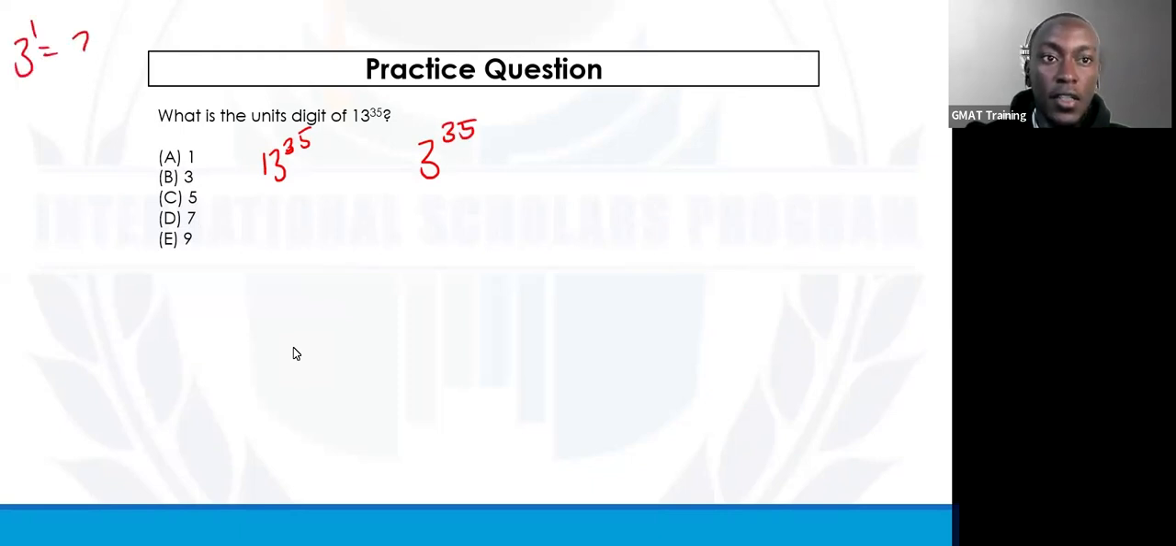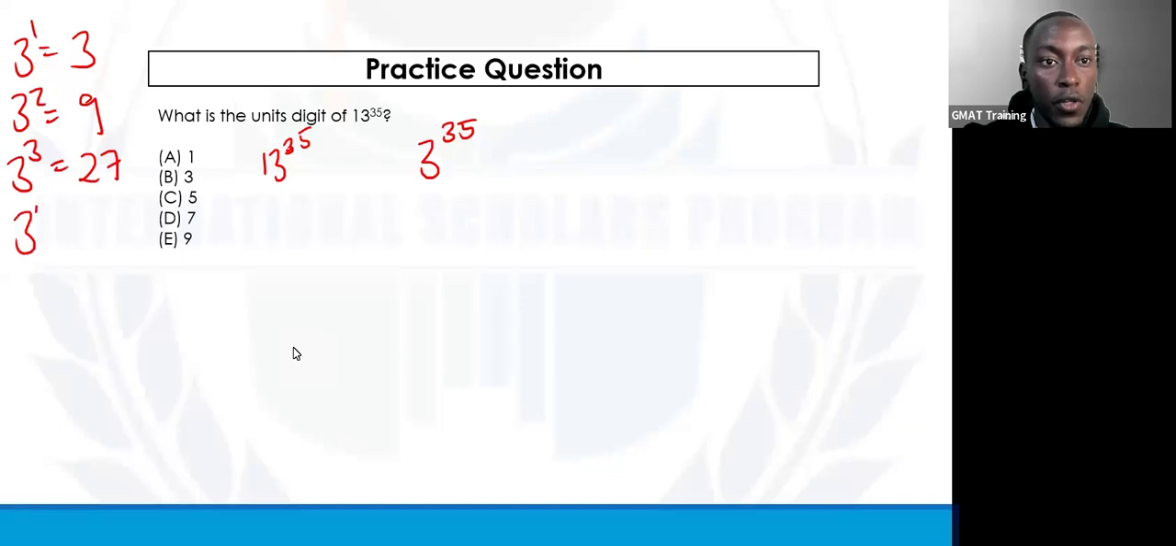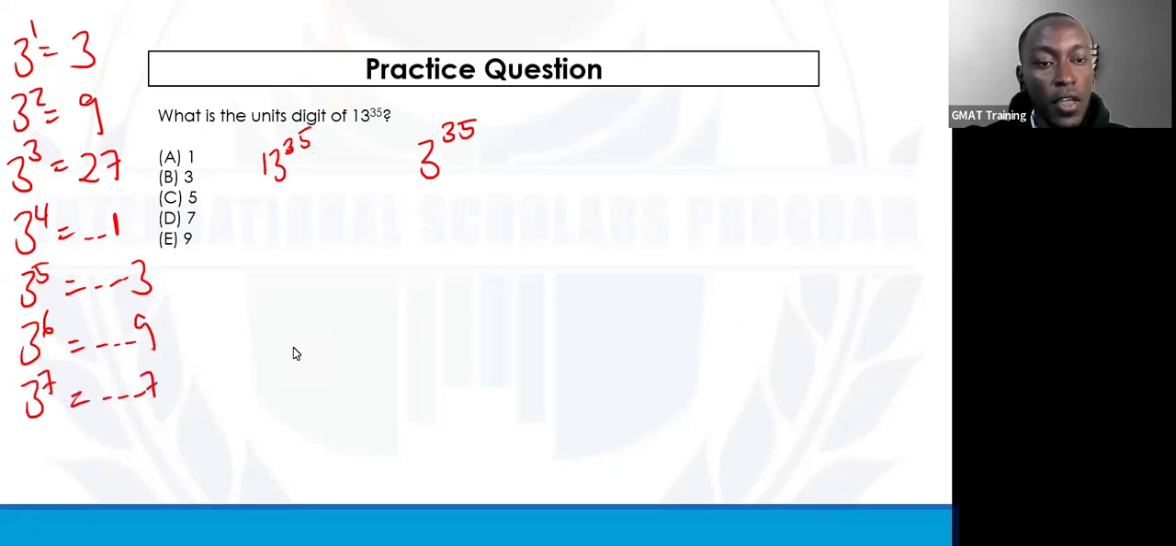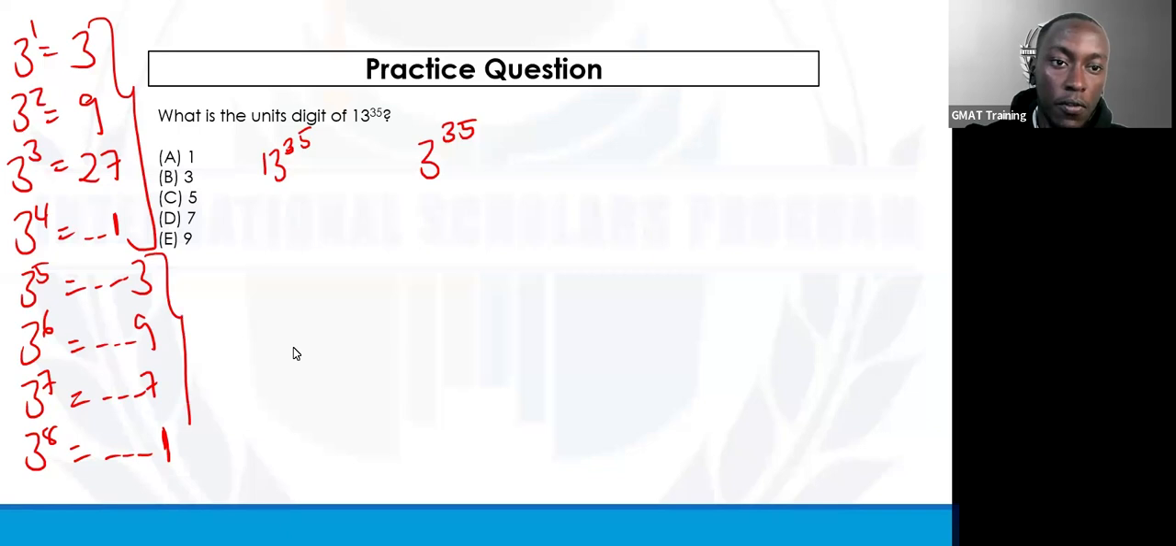3 to power 1 is 3. 3 squared should be 9. 3 cubed should give you 27. 3 to power 4 should be a value ending in 1 because times 3, that's 21. So a value ending in 1. Then 3 to power 5, a value ending in 3 because of that 1. 3 to power 6, a value ending in 9. 3 to power 7, a value ending in 7 because of 3 times 9, which is 27. I think I've gone far enough. As you can see, these are the cycles of 4.